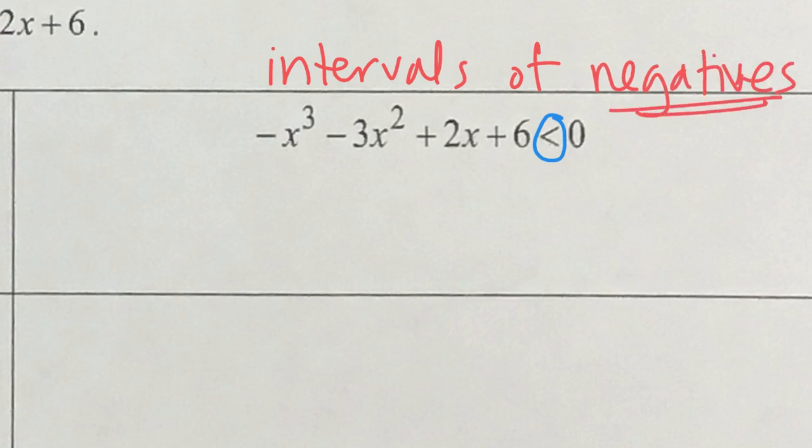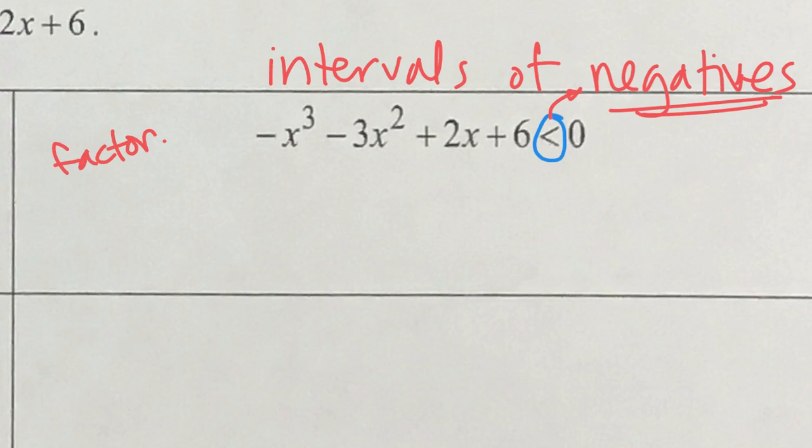Okay, that's what less than means. Less than 0 means that we have negative y values. So when we do our sign analysis on your number line, we're looking for all the places where we have negative numbers. Okay, so we start by factoring. We always factor to solve.